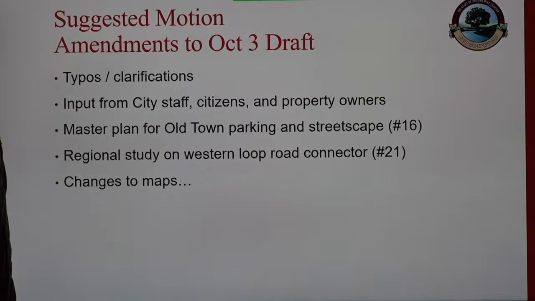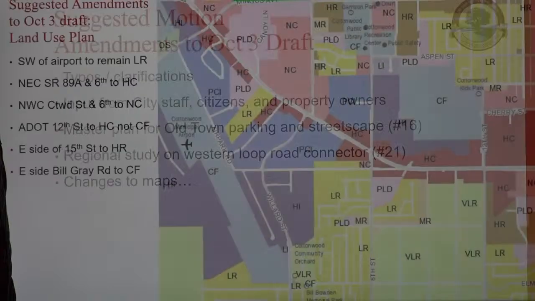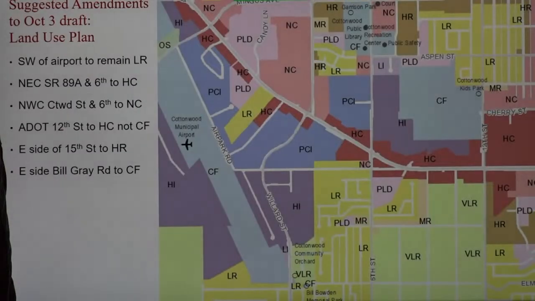So right now it's not on the map because there's no alignment for it, and we're not sure that it's going to be something that is going to be beneficial to everybody. So we're proposing a regional study on that. And also some changes to the maps, and I'll run through those real quick here too. So, changes from the October 3rd draft.